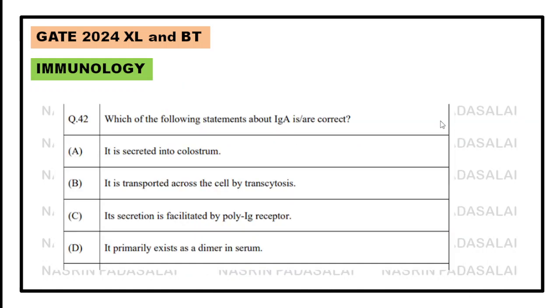Next, which of the following statements about IgA is correct? So first, IgA is secreted in colostrum, correct. IgA is transported across the cell by transcytosis. It is also a correct one. IgA secretion is facilitated by poly-Ig receptor. Yes, of course. Secretion is facilitated by poly-Ig receptor, which is located in your epithelial cell. The last one, it primarily exists as dimer, absolutely, but in serum, they are generally present as a monomer. Only in a few secretions, they will exist as a dimer.